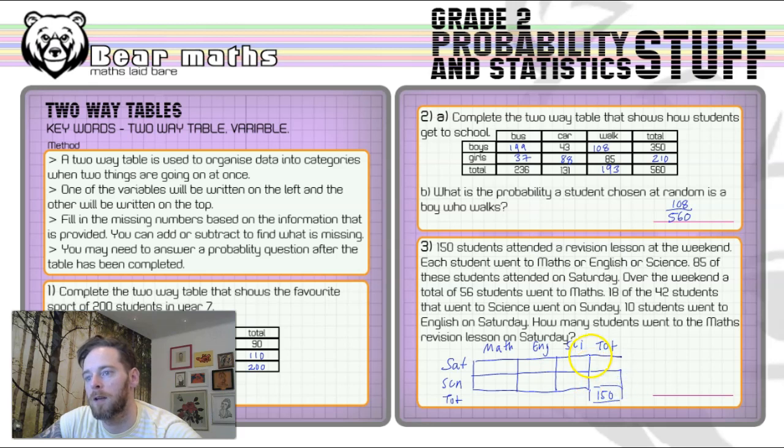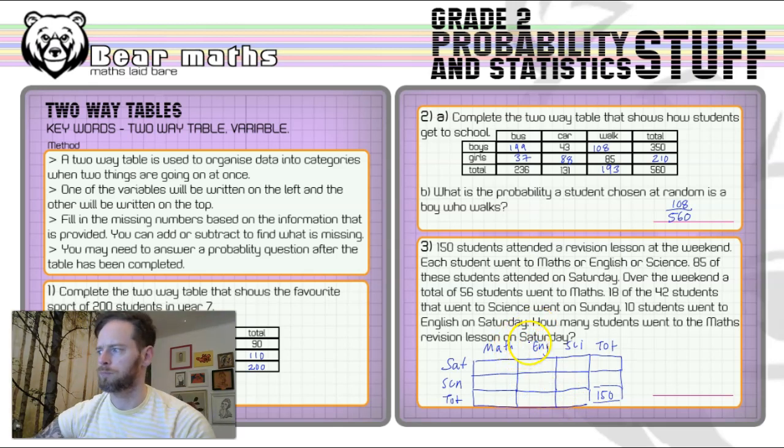Let's just make that into a table as well, just for the sake of it. A little bit messy, but never mind. It's not the end of the world. It doesn't have to be done with a ruler and a pencil. Some teachers might insist upon that. I'm not one of those. So they were at the weekend.